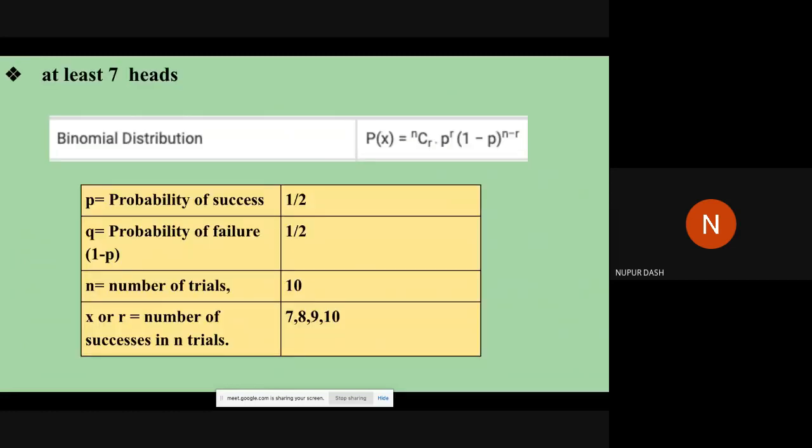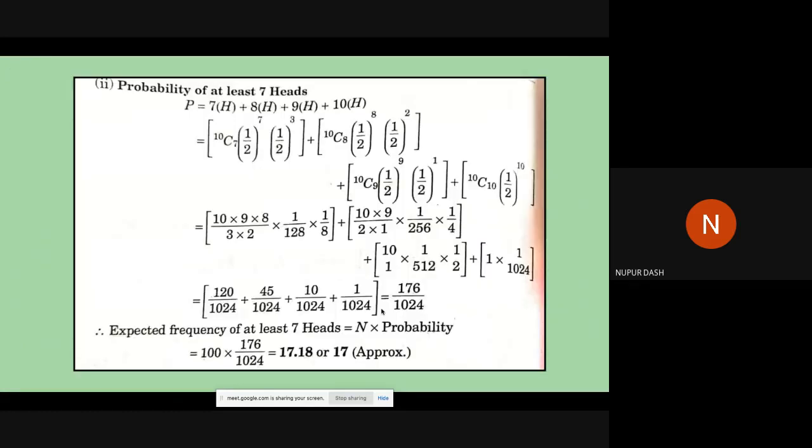Moving forward, the next option was at least 7 heads. Now at least 7 heads means you would get a success if you get 7, 8, 9 and 10. ठीक है, कम से कम 7 आना चाहिए. 7 से ज्यादा भी आ गया तो भी आपको सक्सेस ही मिलेगा. इसलिए हमें कितने बार सॉल्व करना होगा? 4 बार. पहले जब 7 हेड आए या 8 बार हेड आए, 9 बार हेड आए या 10 बार हेड आए, so the pattern would be same.